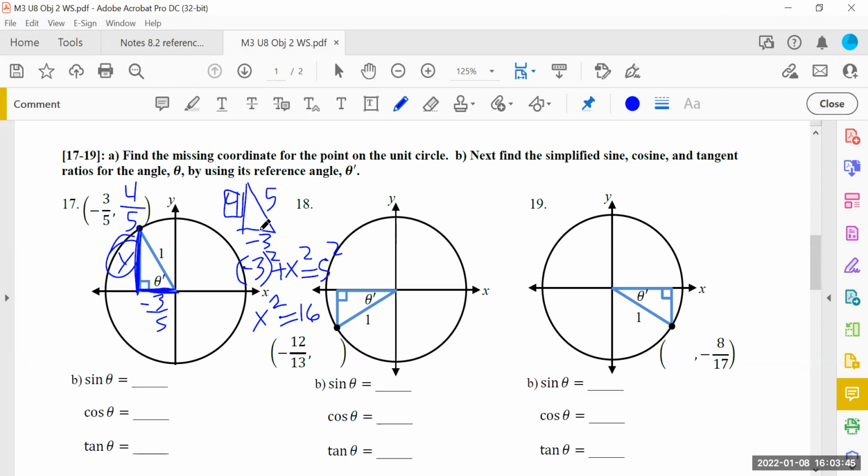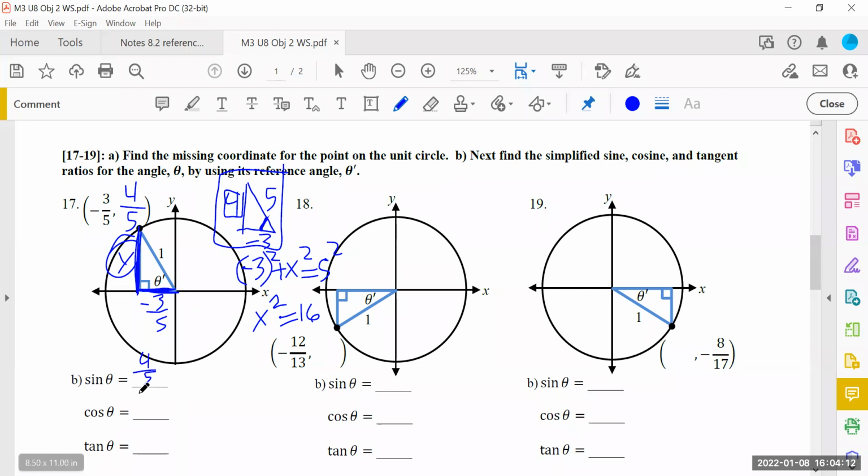Now, if you made this little triangle here, I would use this guy to find my sine, cosine, and tangent. Now, a quick note, you do need to specify where those negatives are. This is -3, this is +4. So sine would be the opposite over hypotenuse, so 4/5.